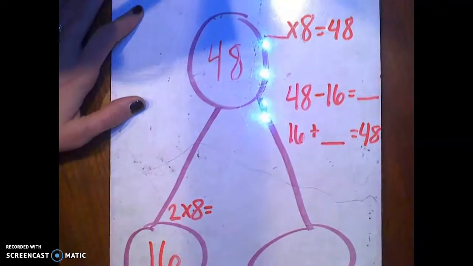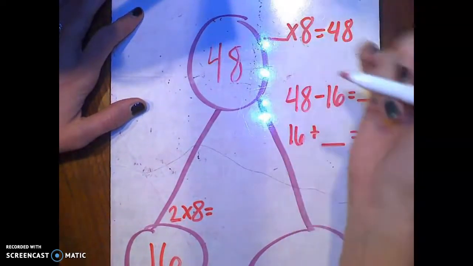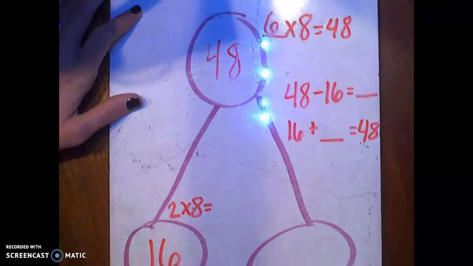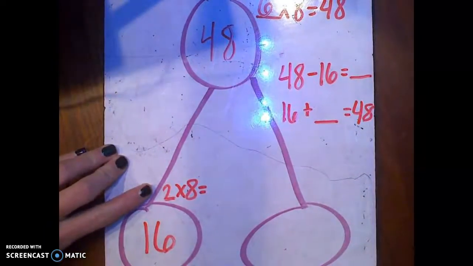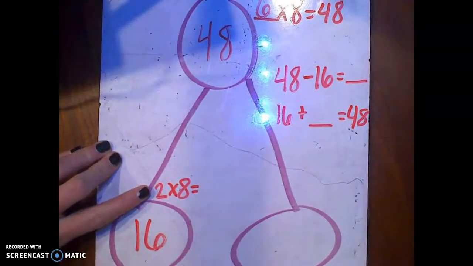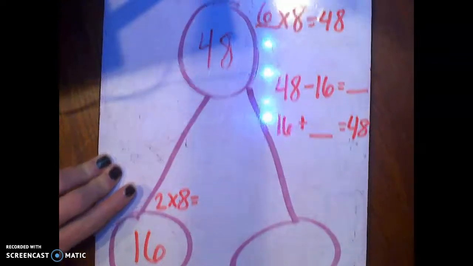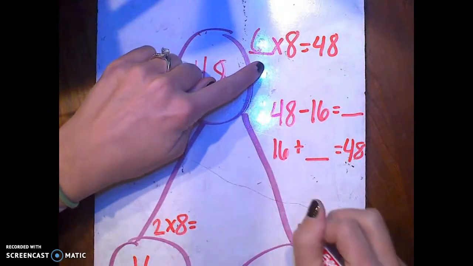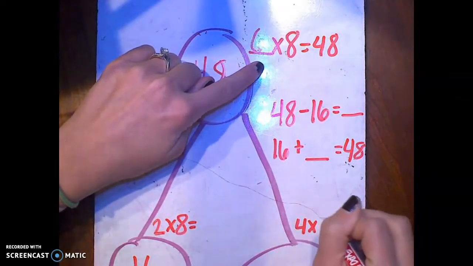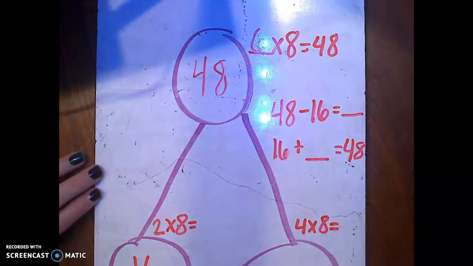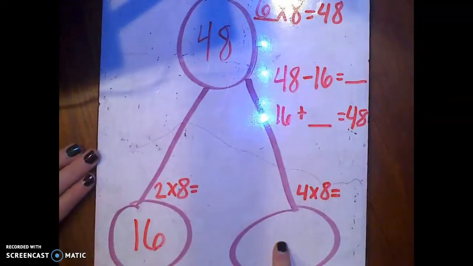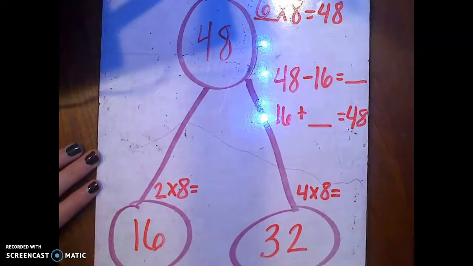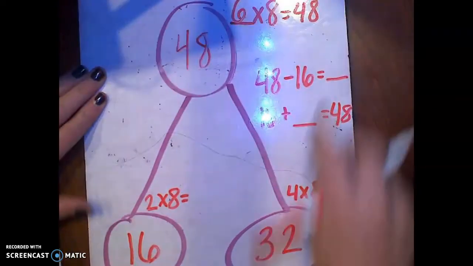Okay, I'm going to start at the top. I know that 6 times 8 equals 48. Now, I already have 2 of my 8's taken care of over here. So I need to do my other 4. So I've got 4 times 8 equals, what's going to go in here? 32.